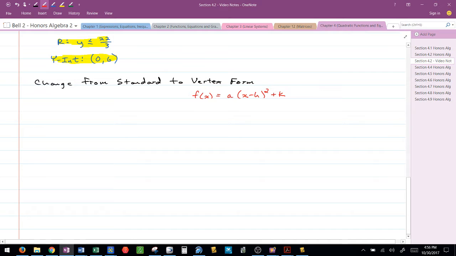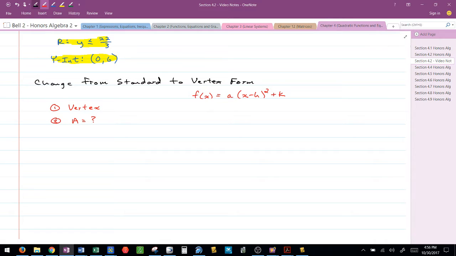All right? So in order to change from standard to vertex form, there are two things that I need. The first thing that I need to know is what is the vertex. We just got done figuring out how to find the vertex. You use the formula x equals the opposite of b over 2a, plug it in to find the y value. Okay? And then the second thing that we need to know is what is a. And that's going to go slap down right in the front of that.